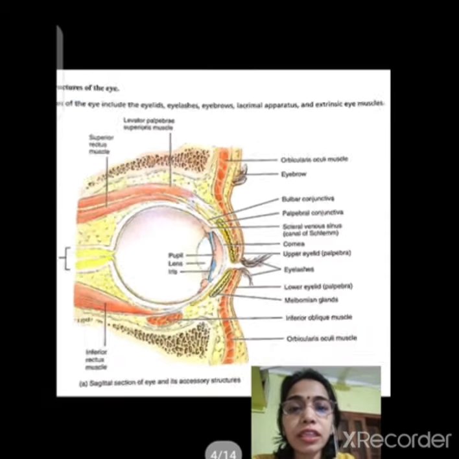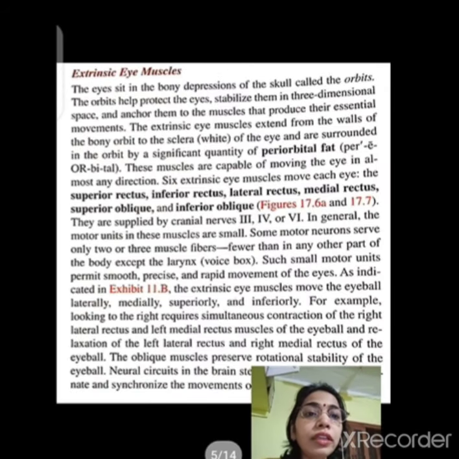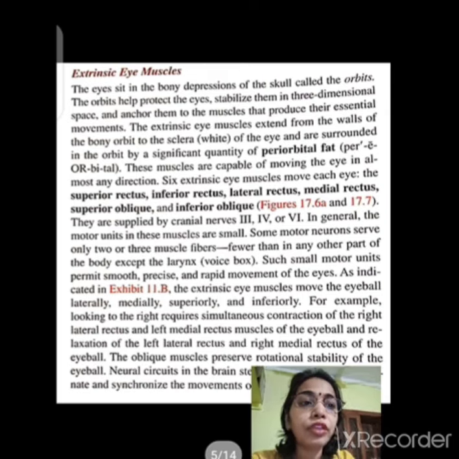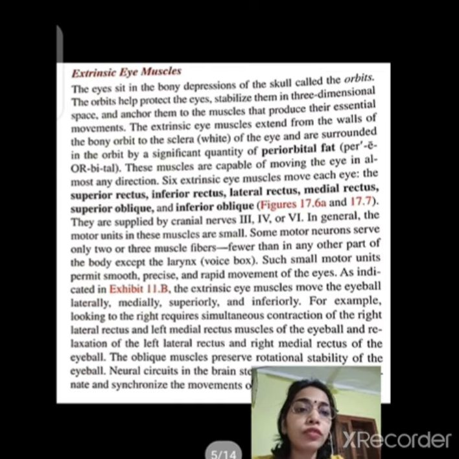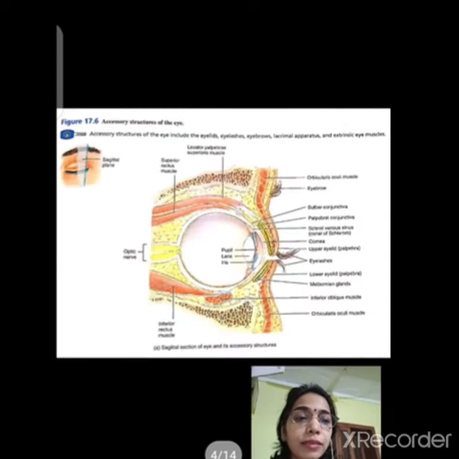Okay, next, they are supplied by cranial nerves 3, 4 and 6. In general, the motor part is supplied by the cranial nerves 3rd, 4th and 6th. In general, the motor units in these muscles are small. Some motor neurons serve only 2 or 3 muscle fibers, fewer than in other parts of the body except the larynx.